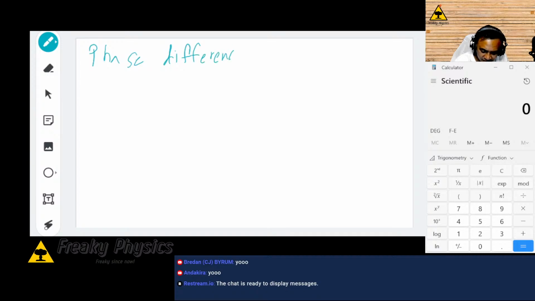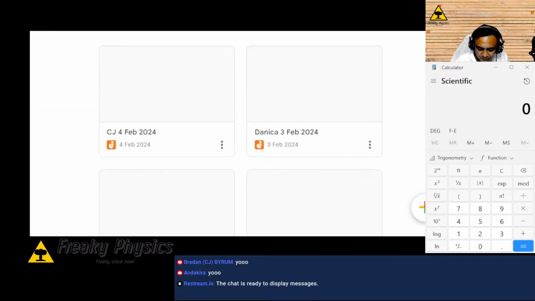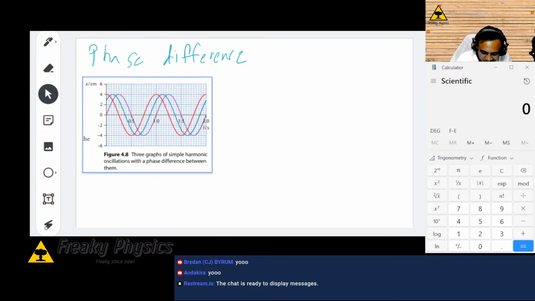Now, the easiest way to do this is to just think of three waves. I'm going to copy an image from the book we're using, Physics for the IB Diploma by Mr. Chokos, and hopefully he doesn't mind me using this real quick.